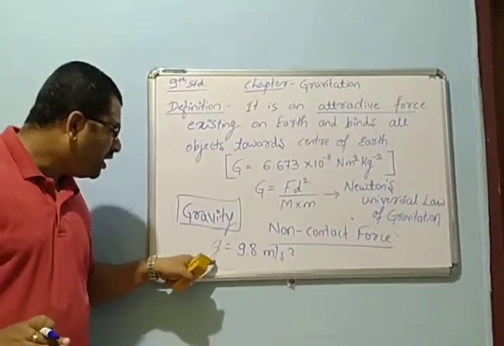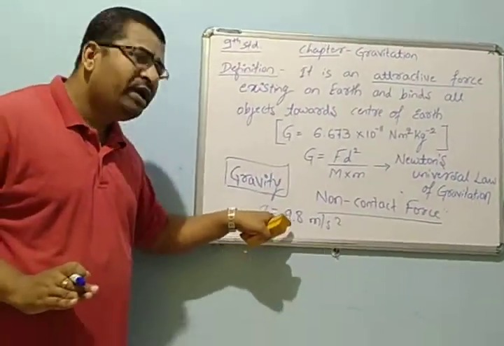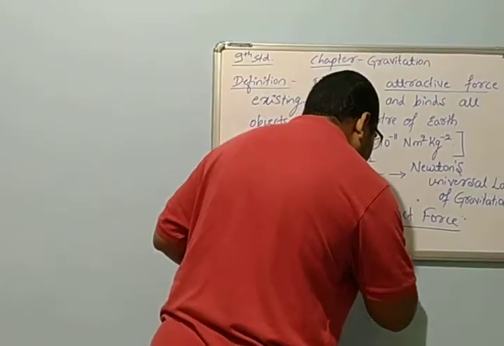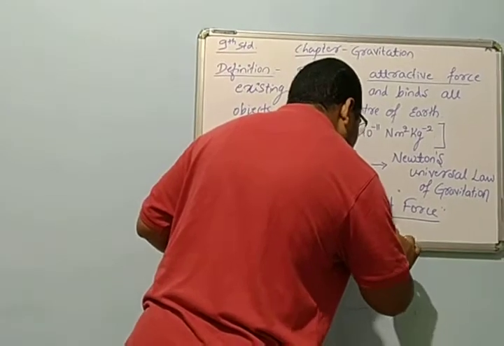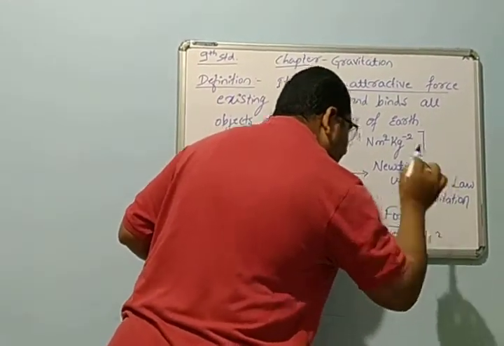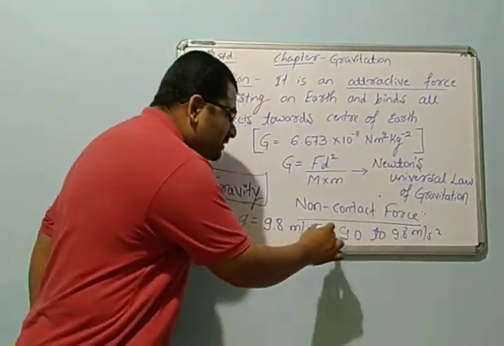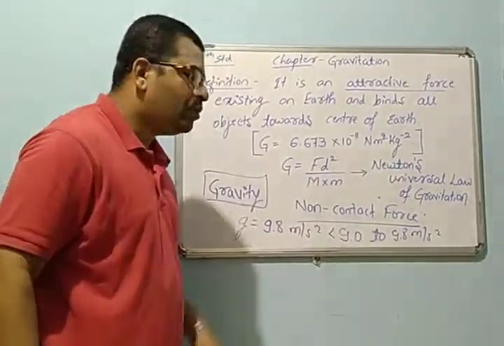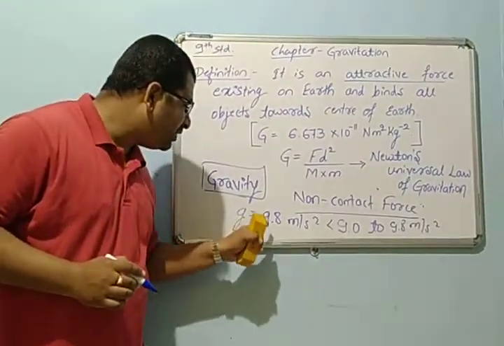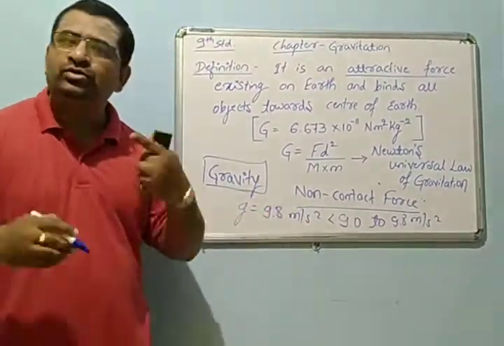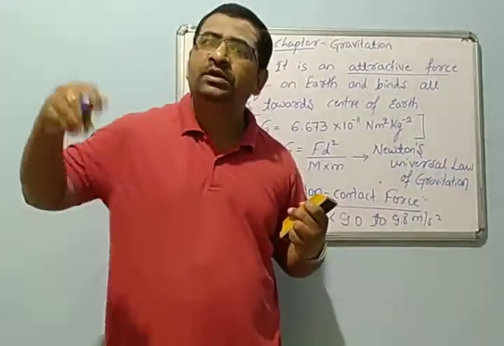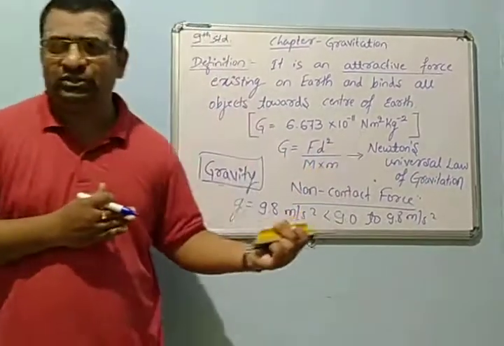whatever the acceleration due to gravity, it may vary from 9.0 to 9.8 meter per second square, or sometimes lesser than 9.0 also. And whatever this acceleration due to gravity, 9.8 meter per second square, this value may differ in the other planets of our solar system also.